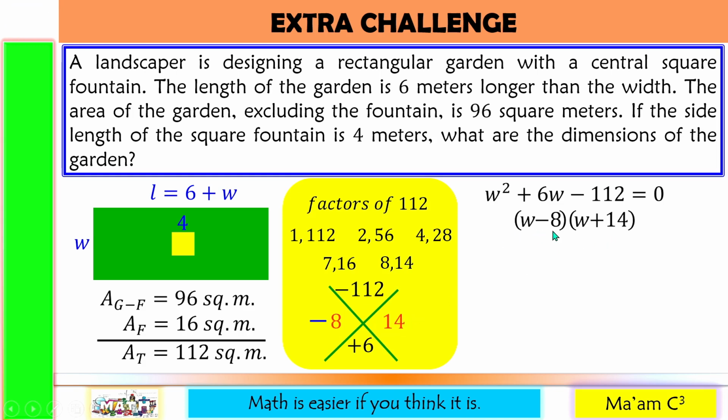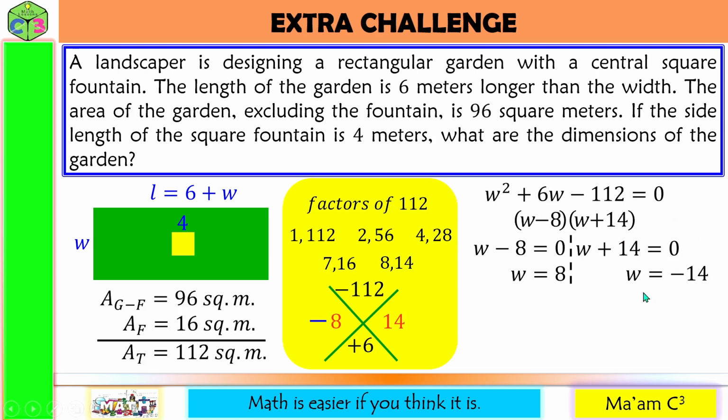Now let us solve for the value of W. W minus 8 is equal to 0. Move negative 8 to the other side. W is equal to 8. W plus 14 is equal to 0. Move 14 to the other side. W is equal to negative 14.